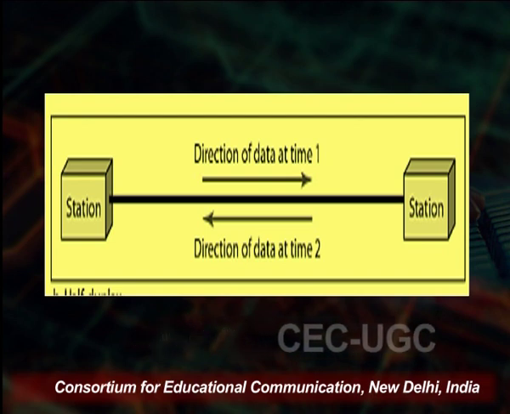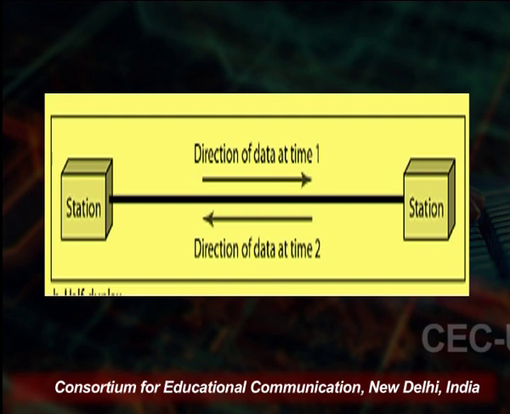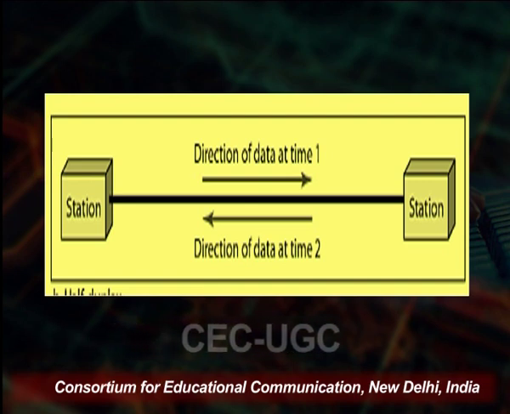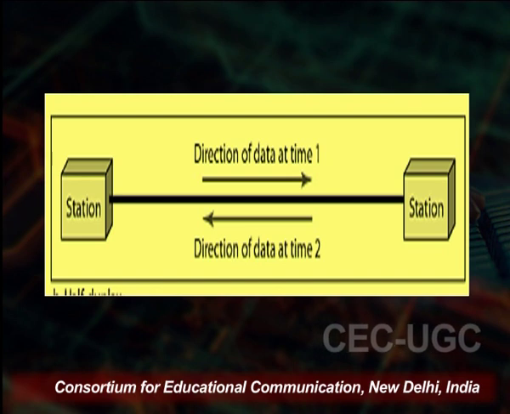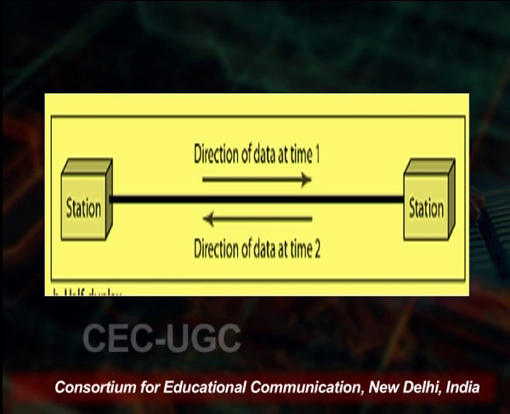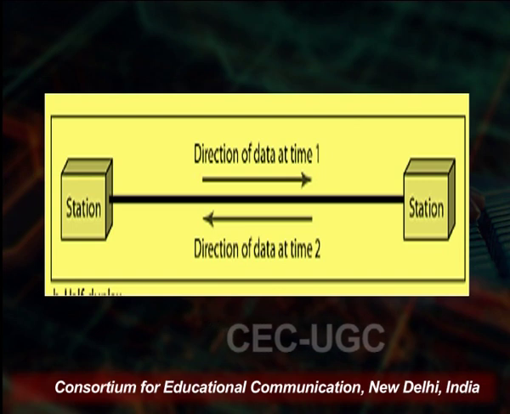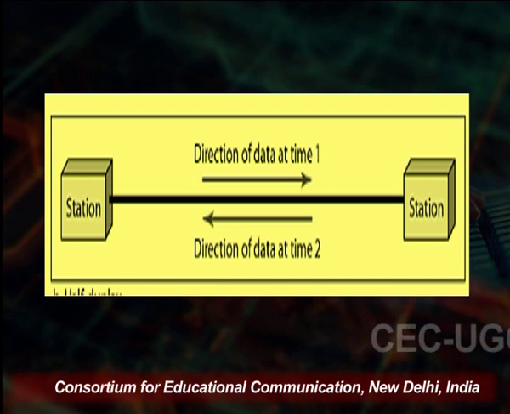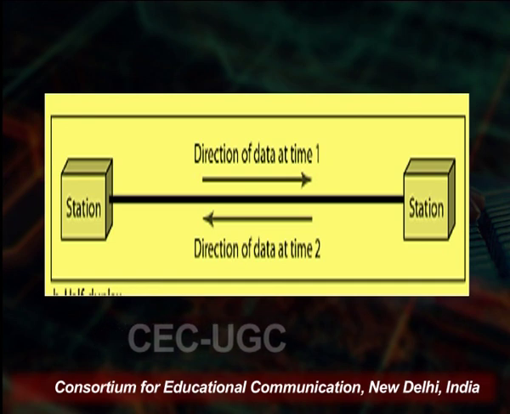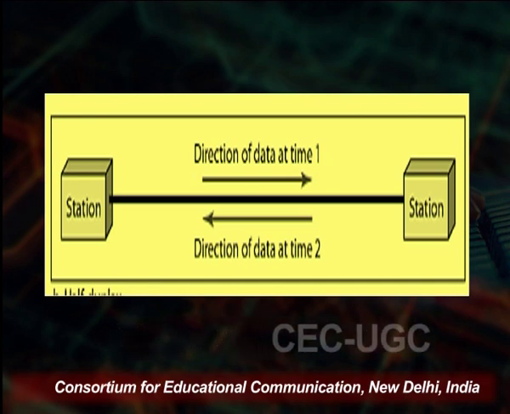On the very next point, the direction of the data, as you can see in the figure, is now reversed. That means after time T1, at time T2, station 2 can send the data to station 1. So, this is the half duplex system, in which both can send, both can receive, but not simultaneously, only one at a time.